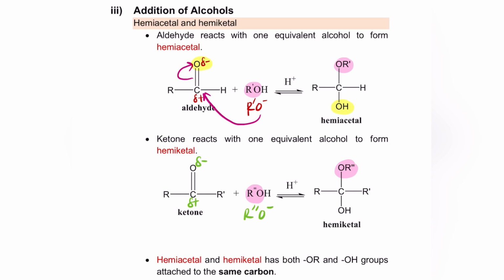And then, bahagian sini kita ada double bond beri kepada oksigen. So oksigen sekarang dia ada negative charge. Dia akan tarik acid daripada sini. So jadilah OH group dekat bawah. So you got this part menjadi OH. So this is how you form hemiketal. So hemiacetal and hemiketal, in order for you to understand well, it is the structure when you have both OR and OH groups attached to the same carbon. This carbon or this carbon.